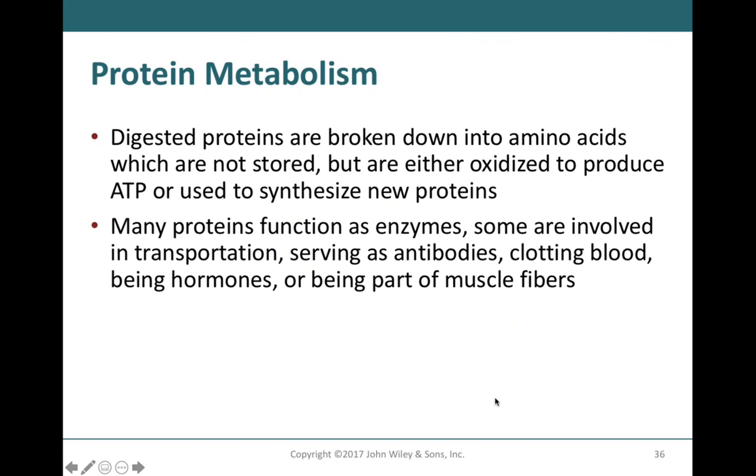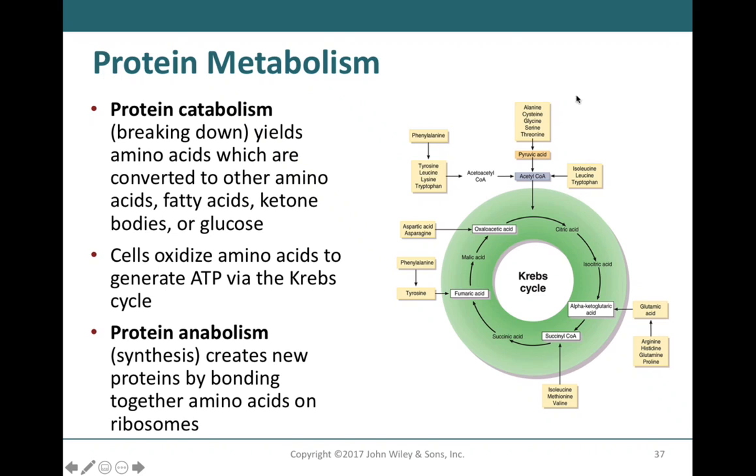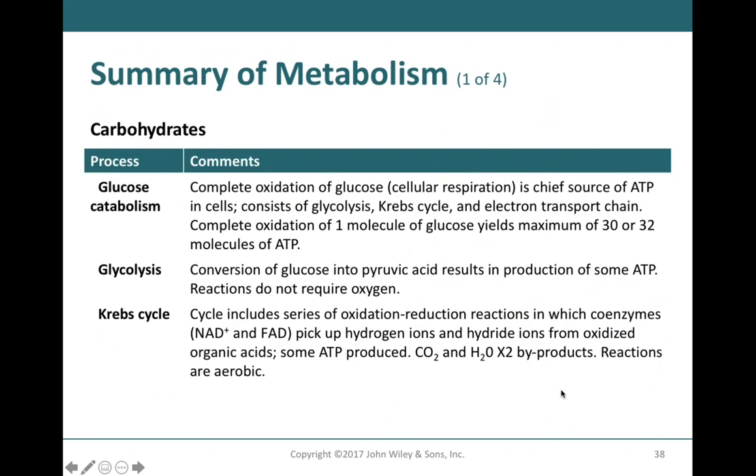Real quickly on protein metabolism, proteins can be broken down into amino acids, and those can also feed into the Krebs cycle as well. So you can see that the different names here, phenylalanine, tyrosine, leucine, lysine, these are all different amino acids, all highlighted here in yellow. All of these amino acids can feed into different places of the Krebs cycle, and that can also allow us to produce more ATP. Protein catabolism refers to the breakdown of proteins into their monomers, which are amino acids, while protein anabolism refers to the synthesis of new proteins from amino acids. So while we can use triglycerides to form glucose and ATP, we can also use amino acids to help us form ATP as well.